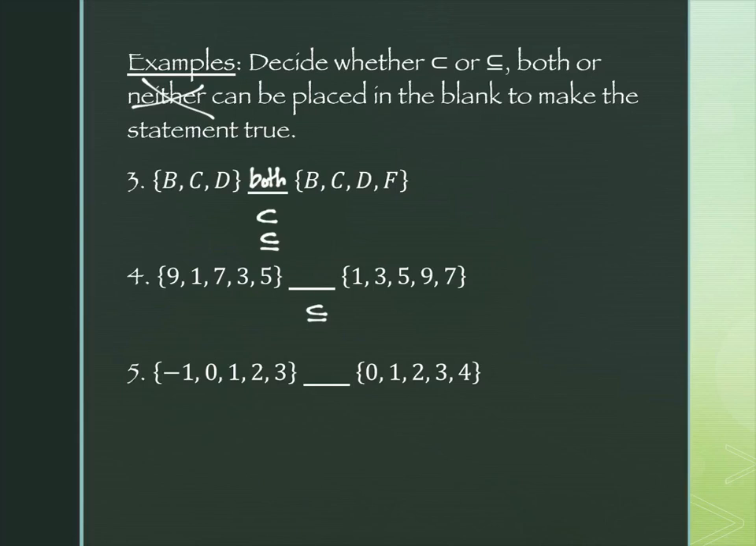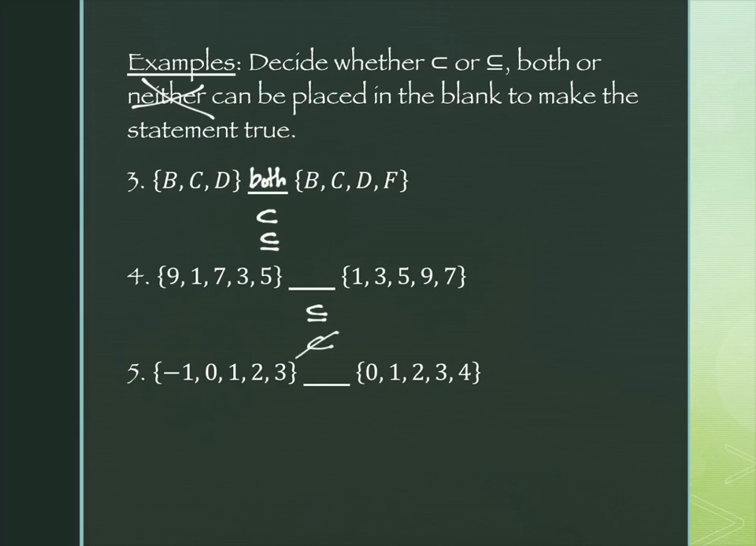Is the set on the left smaller than the one on the right? No. They're exactly the same, right? They're exactly the same. So I can't put this symbol in here. It doesn't work. Because this is the symbol that means that it's truly smaller on the left. I don't have that option on this one.